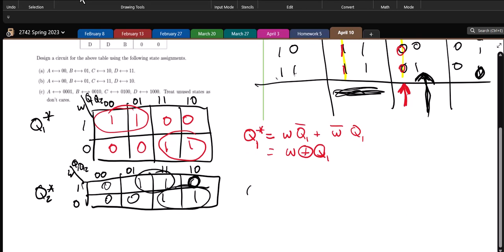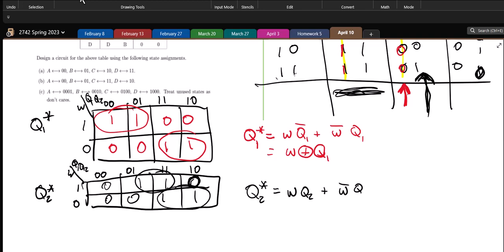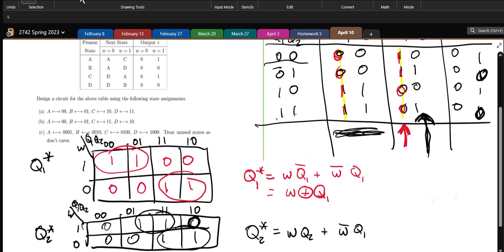So that's these. So Q2 star equals, this top circle has W equal to 1, and what it has in common is Q2 is 1. And in the bottom circle, W is 0, and Q1 is 1. And I don't think I have any simplification of that.